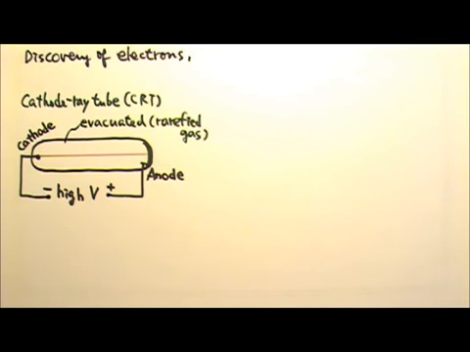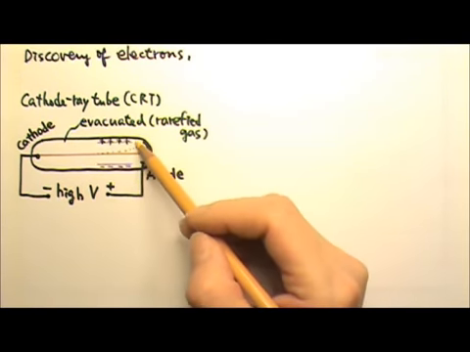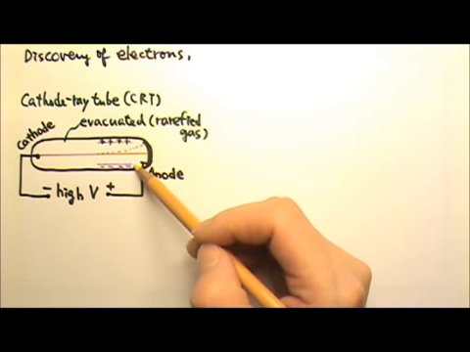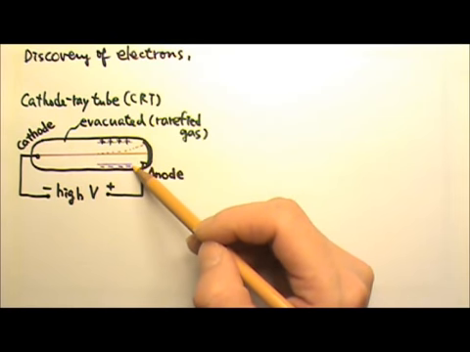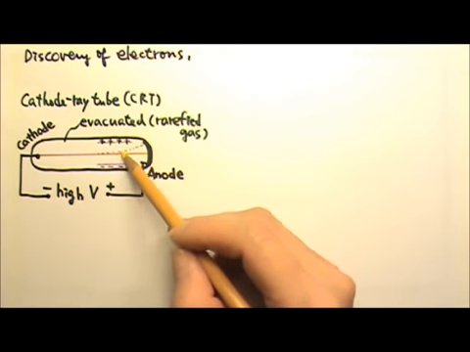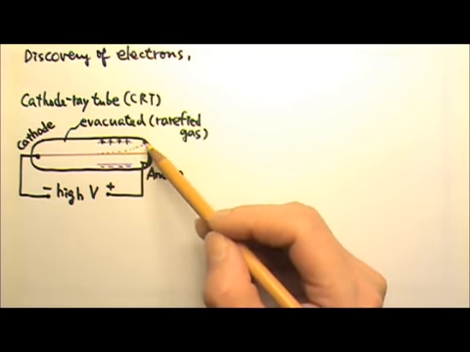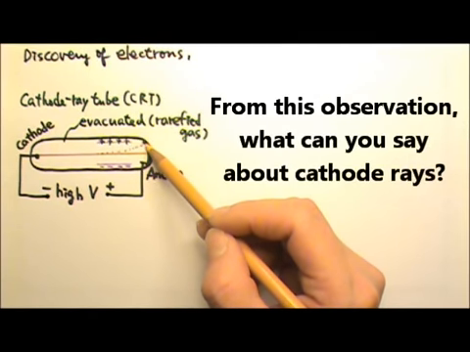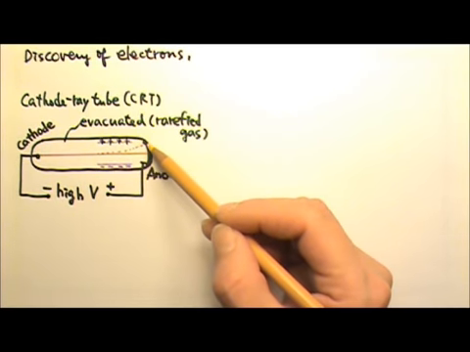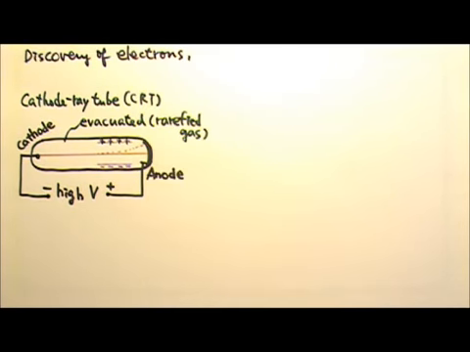Scientists conducted studies with cathode ray tubes. For example, when a set of charged plates were added, with the top plate being positively charged and the bottom plate negatively charged, the cathode ray would deflect upward. From this observation, what can you say about the cathode rays? They act like negatively charged particles.